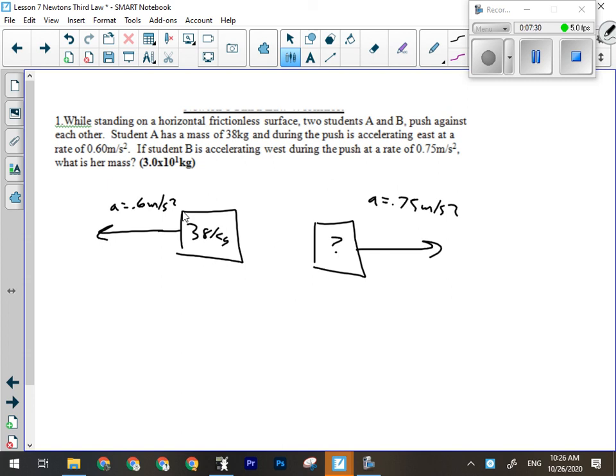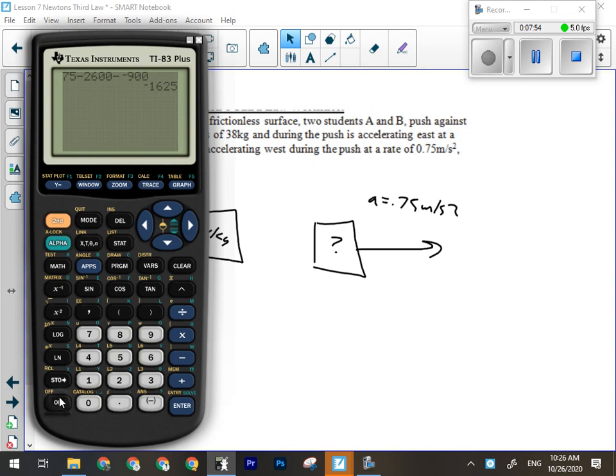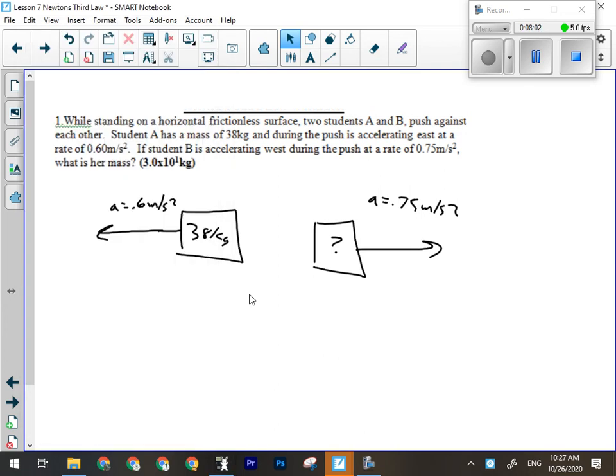Okay, just looking at this situation, is student B lighter or heavier? Lighter. Their acceleration is bigger, so they're obviously lighter. Okay, can I calculate the force that is acting on student A? Yeah. They told me that this is a frictionless surface, so the only force involved is the one that was exerted by the students. So I can take my 38 and multiply by 0.6. And there we go. I've got the force, 22.8 newtons. So the force that was exerted is 22.8 newtons.